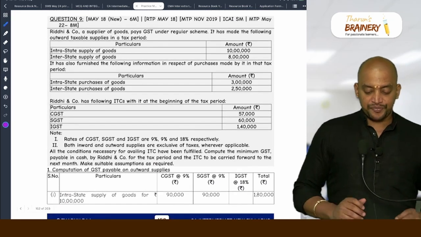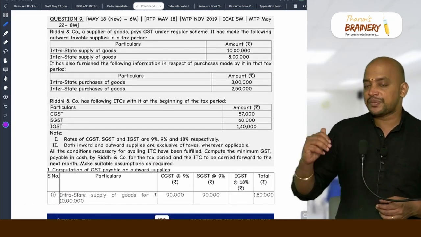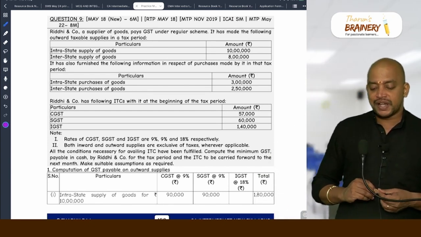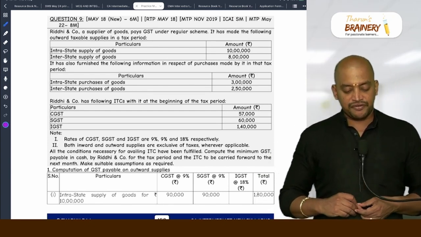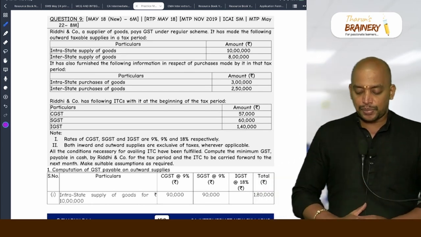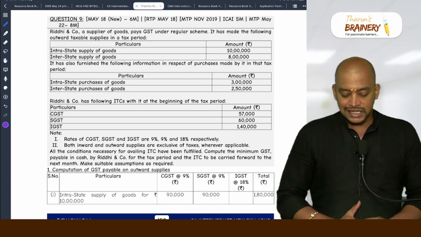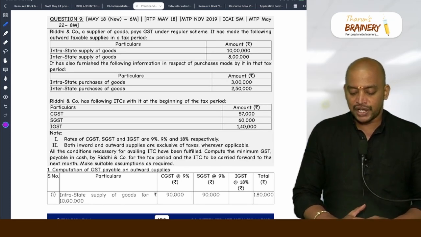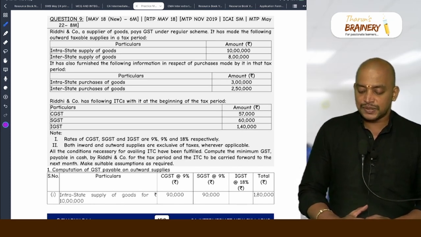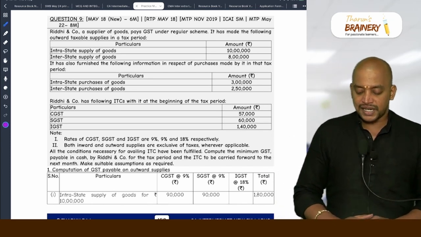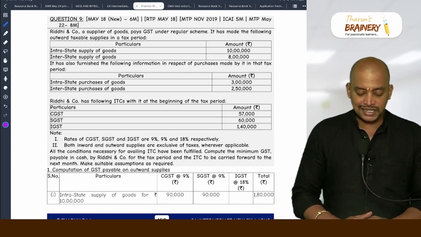Then next, question number 9 is also similar to the above question. Riddhi and Co, a supplier of goods, pays GST under regular scheme. It has made the following outward taxable supplies in a tax period. Intrastate supply of goods 10 lakhs, interstate supply of goods 8 lakhs. It has also furnished the following information in respect of purchases made by it in the tax period. Intrastate purchase of goods 3 lakhs, interstate purchase of goods.